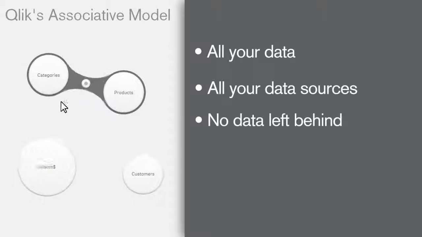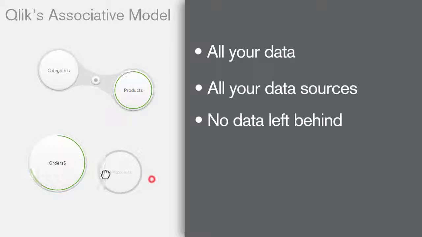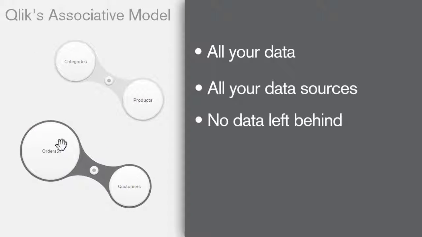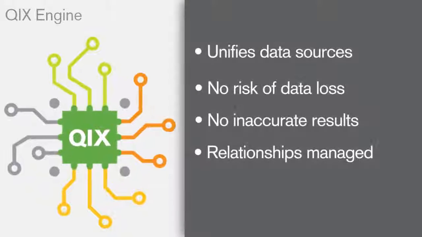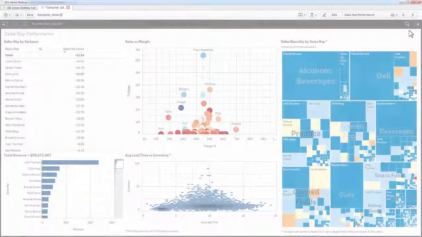Our associative model brings together all your data from all your data sources without leaving any data behind. The Qlik engine unifies data sources without risking the data loss or inaccurate results that are common with queries and joins. It automatically manages relationships in the dataset across all tables and sources, so users don't have to.